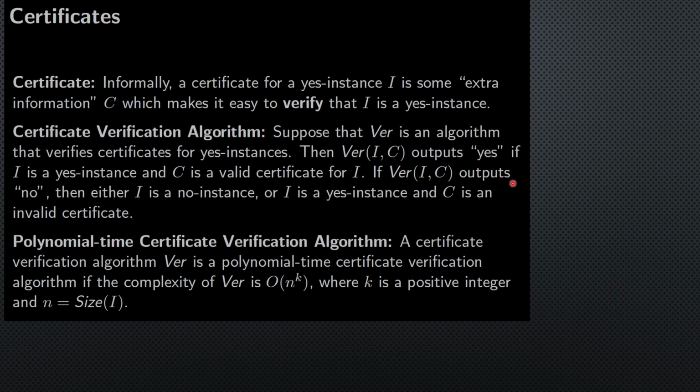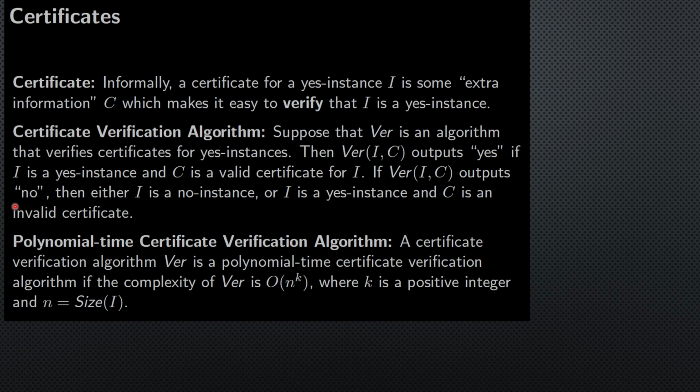And if ver(I, C) outputs no, then either I really is a no instance, and somehow the certificate proved to us that no is the correct answer, or I is a yes instance, and C is just a bogus certificate, right? If you give us a bogus certificate, what we're really doing is just verifying your certificate. We're not trying to compute the correct answer for the whole problem, right? At least not at our first stab at this. The verification of a certificate is just supposed to say, is this a proof that the answer is yes? Okay? So if we got an invalid certificate, then the answer can be no.